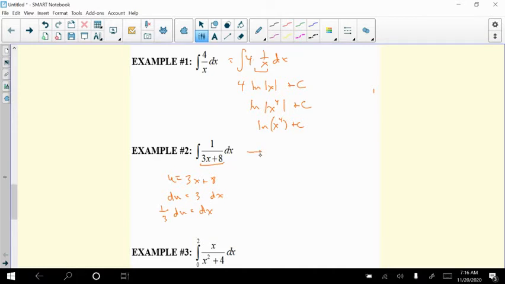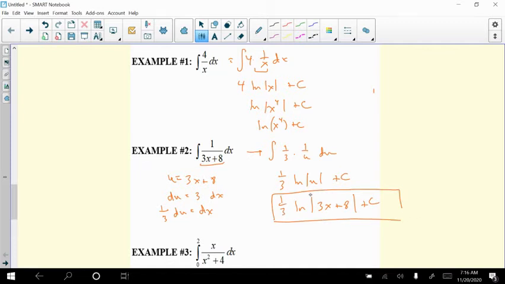So now I can rewrite this as the antiderivative of 1/3 times 1 over u du. And then that's 1/3 natural log absolute value of u plus c. And then go ahead and rewrite u in terms of x. So that's 3x plus 8. And again, if you wanted to write an equivalency, if you didn't like that fraction of 1/3, you could bring it in as a power. And remember, the 1/3 power is a cube root, so that would work too.